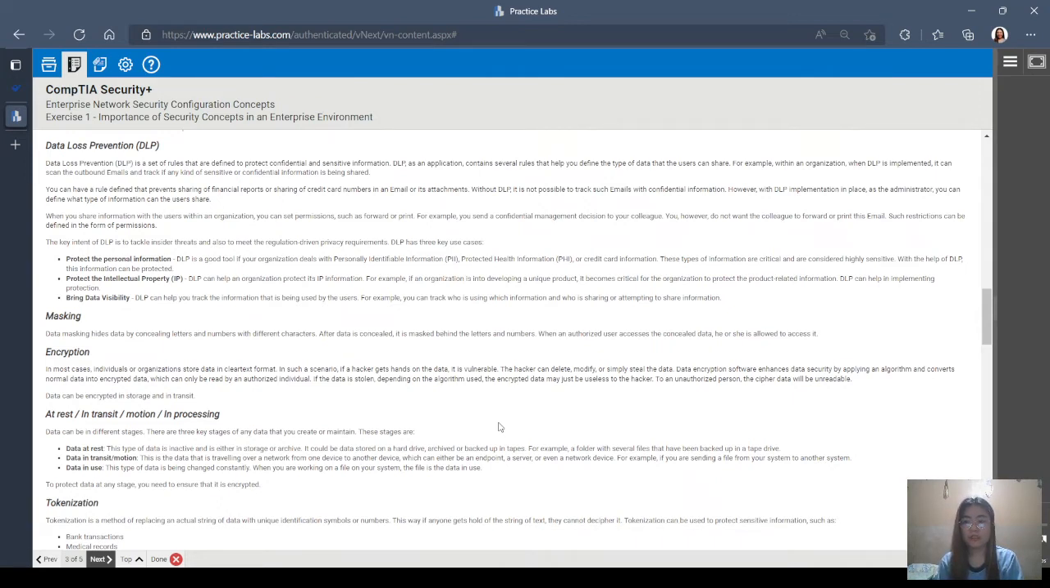When you share information with the users within an organization, you can set permissions such as forward or print. For example, you send a confidential management decision to your colleague. You, however, do not want the colleague to forward or print this email. Such restriction can be defined in the form of permission.